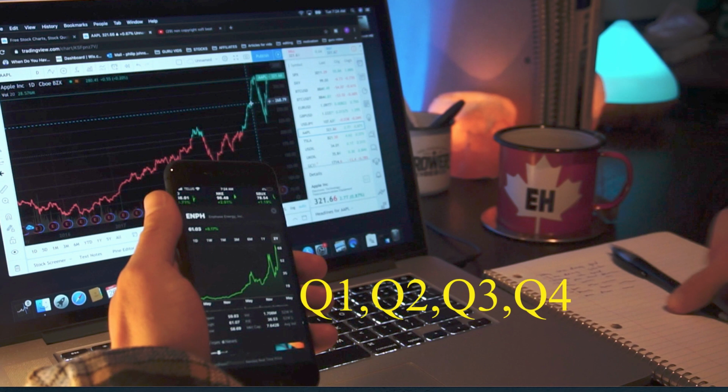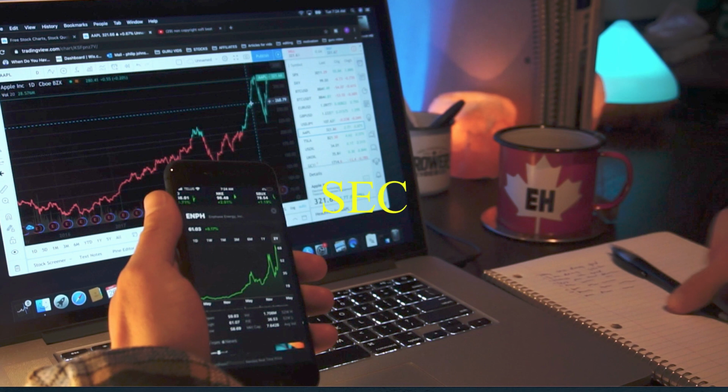Q1, Q2, Q3, and Q4 refer to the quarters of the year, or the company's quarterly reports. SEC, Securities and Exchange Commission, is where companies have to file legal and financial information so the public can have access to it. Sector, these are the companies divided into 11 main categories, for example, healthcare and financials. Financials would be things like banks.